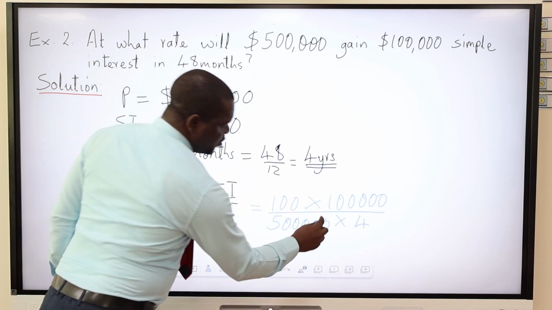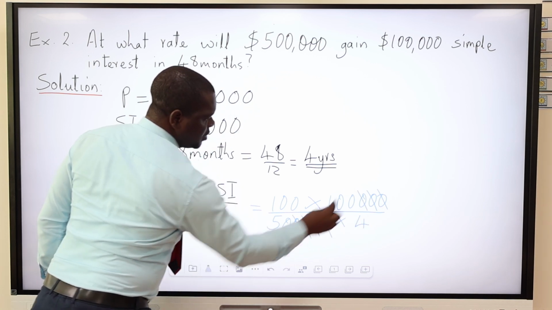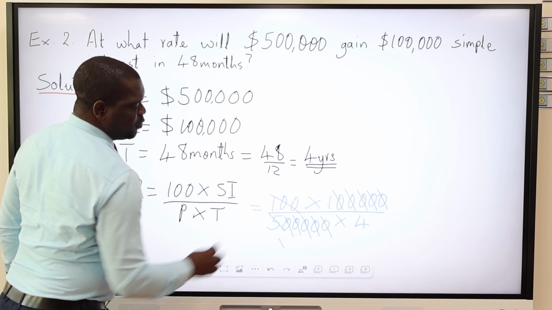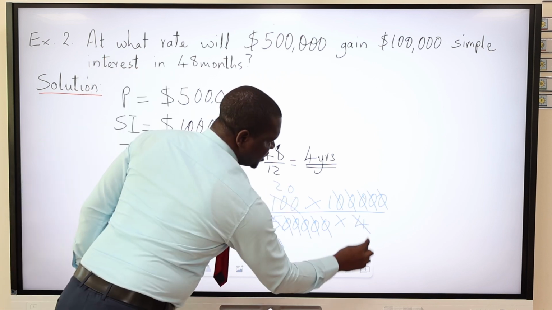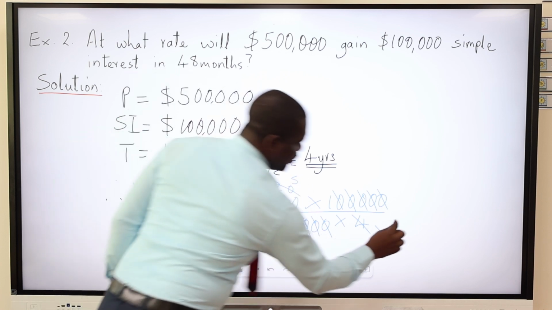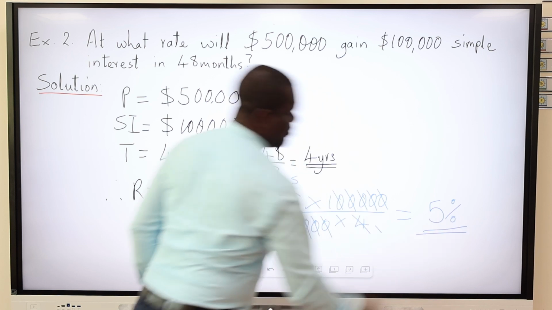In this case, we simplify. The zeros will cancel out. Then 5 can divide itself 1 time. 5 can divide 100 20 times. 4 can divide itself 1 time, and 4 can divide 20 5 times. So that our rate is equal to 5%.